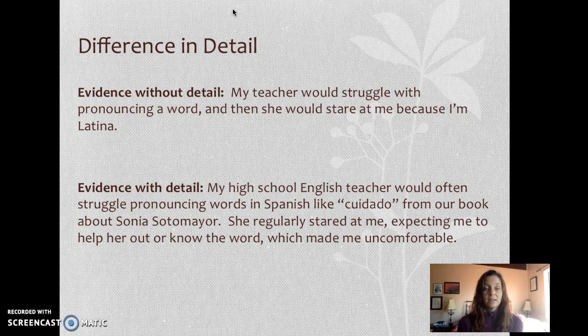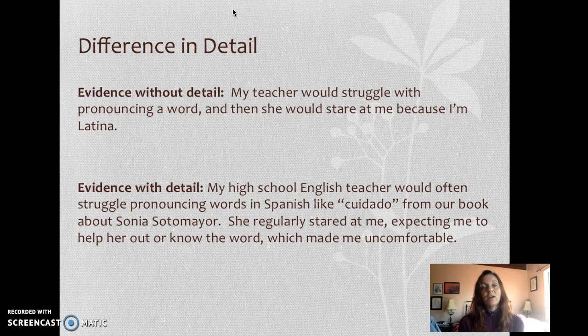So we had to revise, and this is the revision, and you can see the difference in how this would come across to a new reader. It says, "My high school English teacher would often struggle pronouncing words in Spanish like cuidado from our book about Sonia Sotomayor. She regularly stared at me, expecting me to help her out or know the word, which made me uncomfortable." So we get the feeling she has, we get the situation, we get an example, all put in there. And that detail really helps illuminate for the reader what this experience was all about.